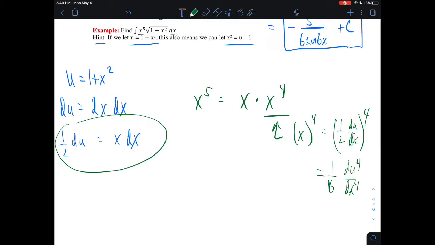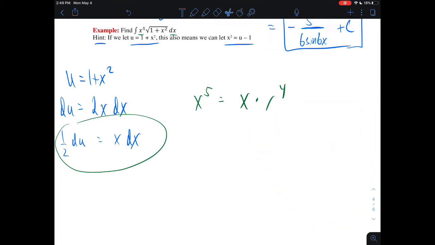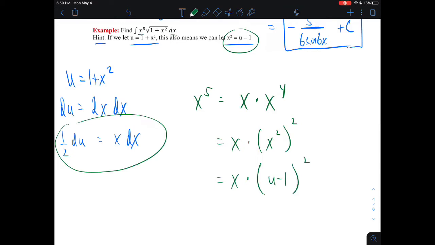So, all of that we cannot do. All right? So now, what do you do? This is why I brought up this hint. x squared is the same thing as u minus 1. Well, if x squared is the same thing as u minus 1, then what is x to the 4th? Well, that would just be the square of x squared, which is just the same thing as u minus 1 squared.